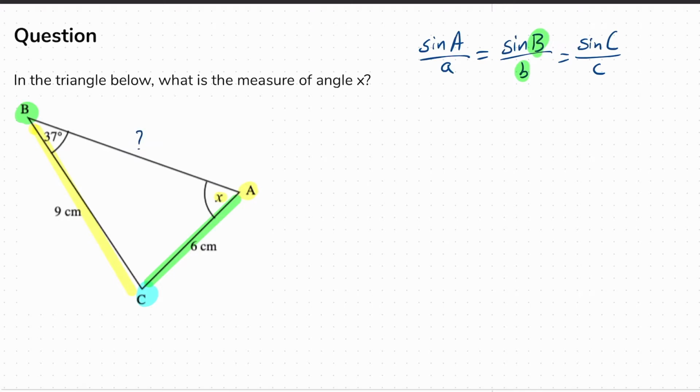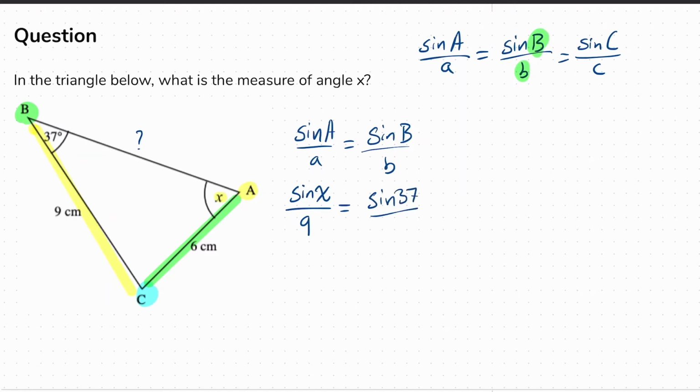It's still true that sine A over a equals sine B over b. I can substitute, so sine of x over 9 is equal to sine 37 over 6. x is going to be equal to sine inverse of 9 times sine 37 over 6.